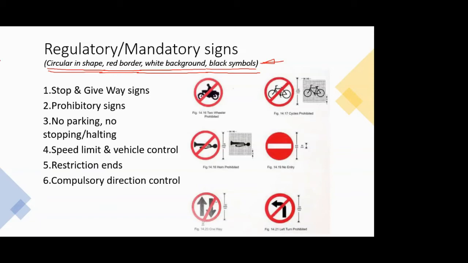Okay. So always they will follow this mandate, or rather they have to follow. If they don't, it's wrong on the part of the authority who has built that road. Okay. So regulatory or mandatory signs are always circular in shape, with a red border, white background, and black symbols. And as I told you, you should not violate this. And if you violate, then obviously you are subjected to some fine or legal action.